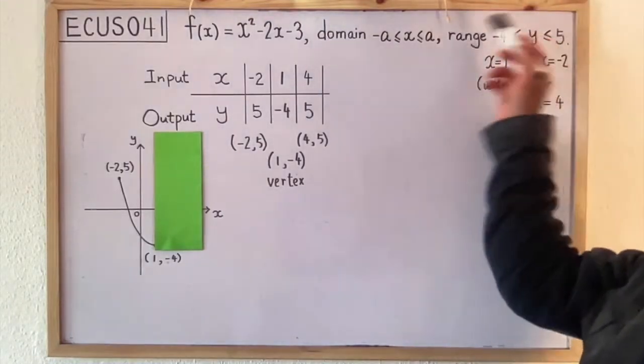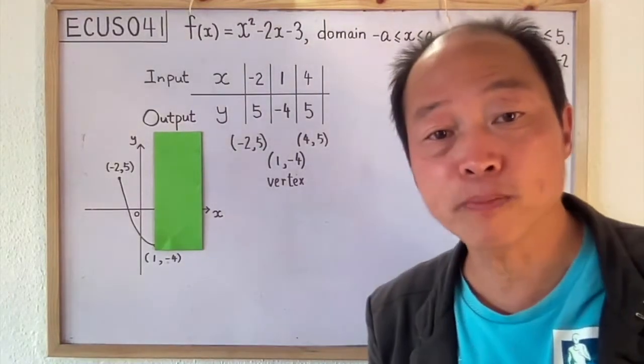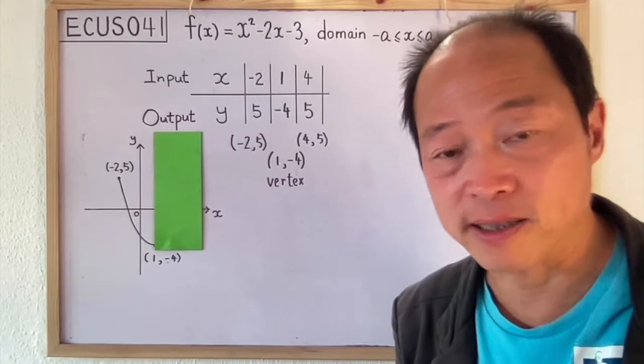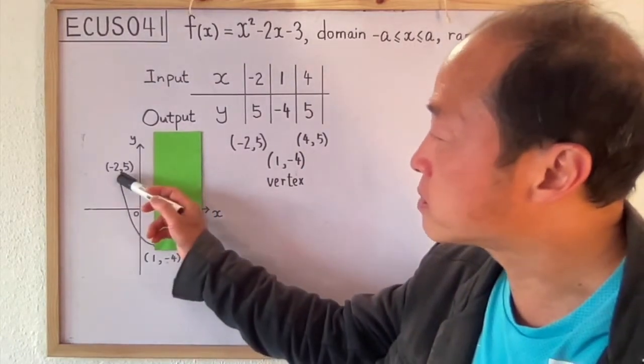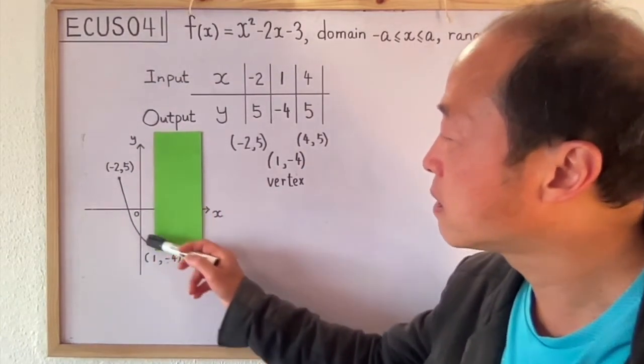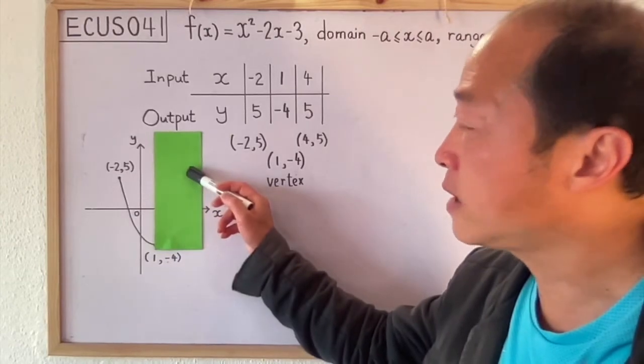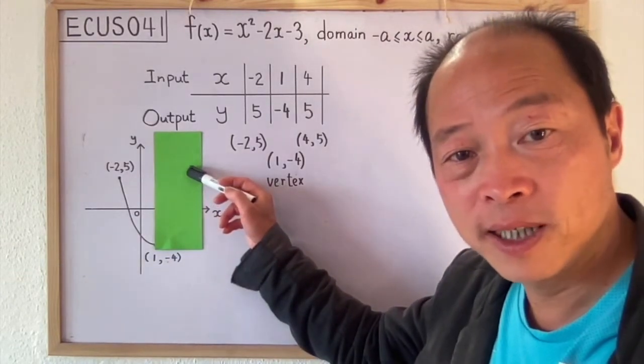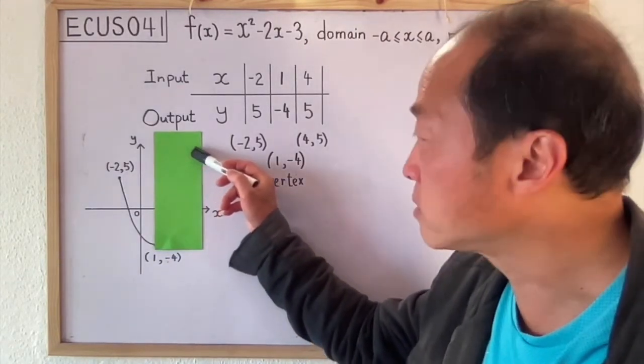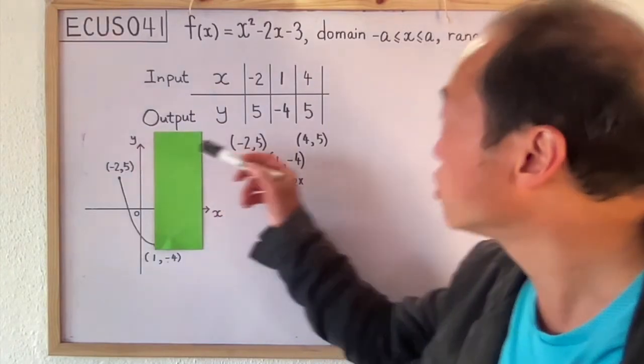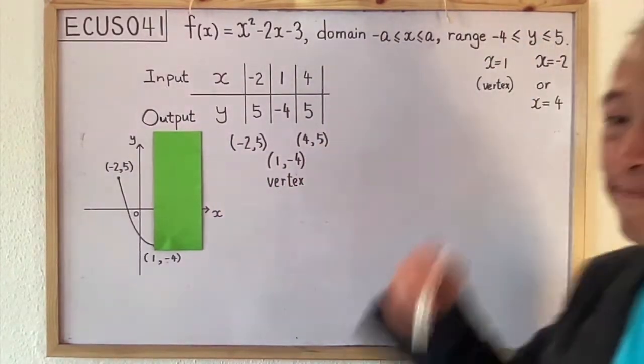To keep this range, the longest possible part of the graph to discuss has to start from this point, -2, 5, and end at this point, 4, 5. If it exceeds this point, we will have a longer range than this one.